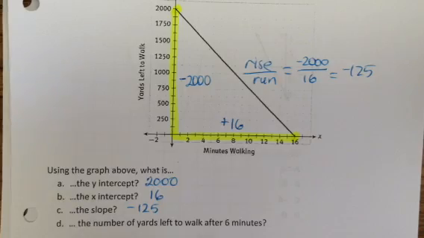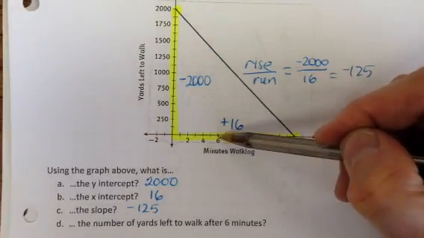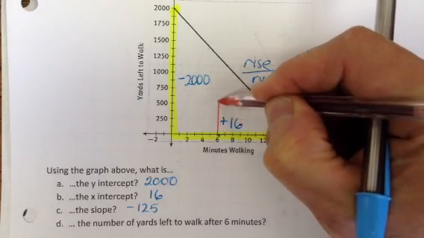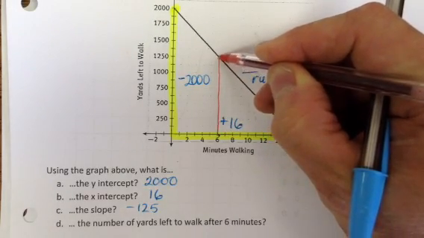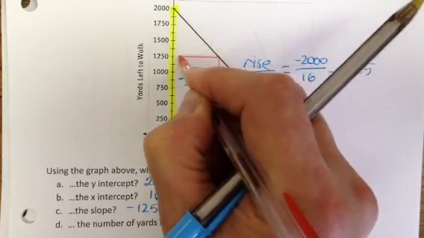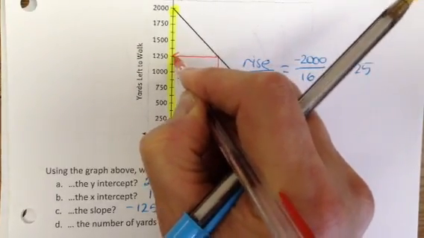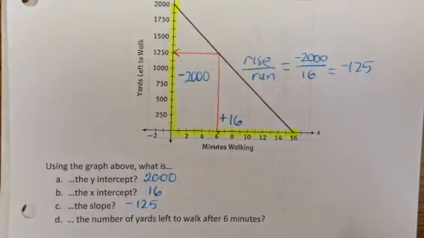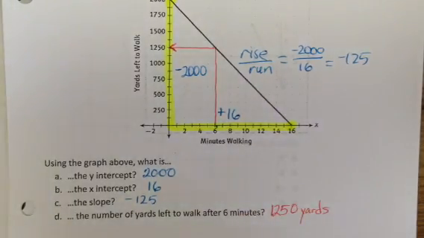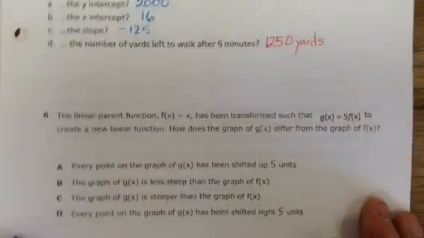The number of yards left to walk after 6 minutes. Take 6 minutes right here. Take your pencil, go straight up until you hit the line. Once you hit the line, hook left. That'll take you to your y-axis, and it will take you to your answer, 12,500 yards.